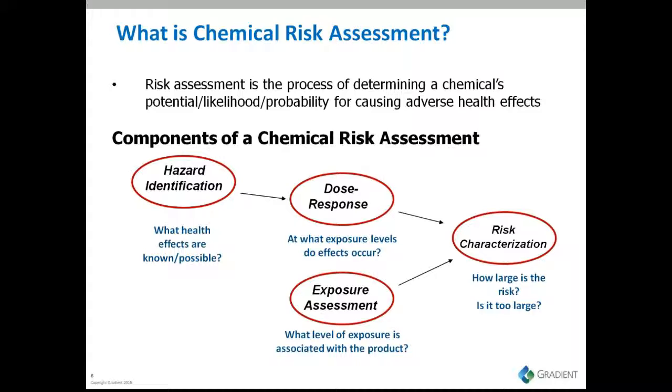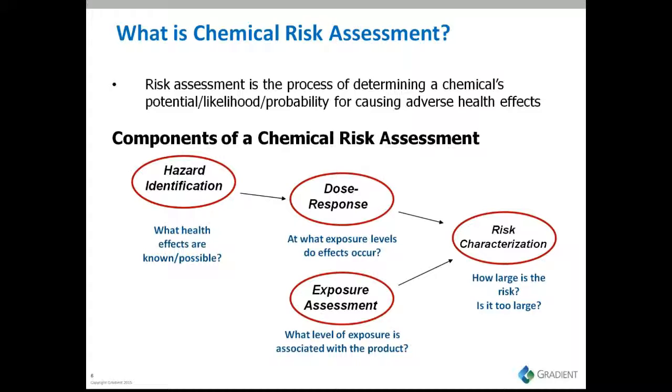As defined by the National Academy of Sciences, risk assessment is the process of determining a chemical's potential, or likelihood, or probability, those all pretty much mean the same thing, for causing adverse health effects, right? So it's really trying to quantify things. And as we conceive of it, there are basically 4 parts to a chemical risk assessment.